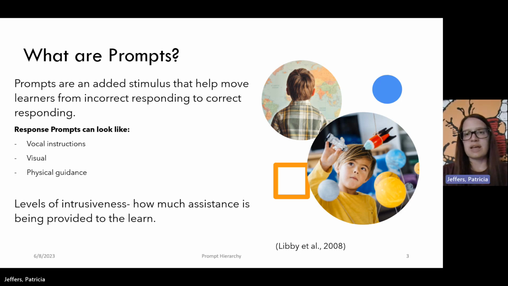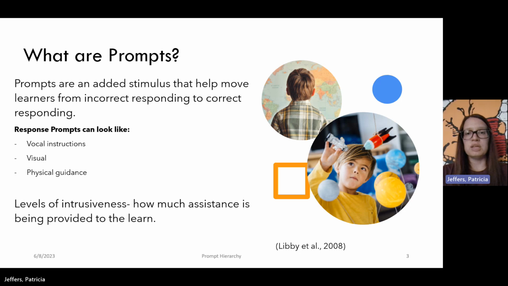Prompts are an added stimulus that help move learners from incorrect responding to correct responding. Prompting procedures provide a systematic way to teach learners to perform skills independently. As adults, we can use prompts as a specific form of assistance either before or as the learner attempts to use a skill. Prompts can be used to help teach learners skills by giving vocal instructions, visuals, and or using physical guidance. It is important to clarify that prompts have different levels of intrusiveness.